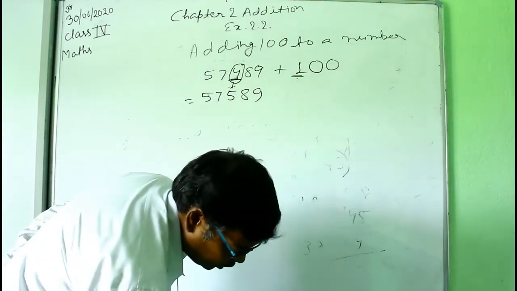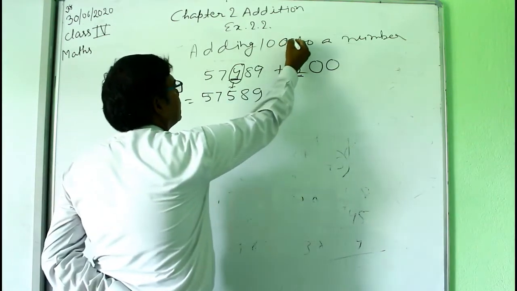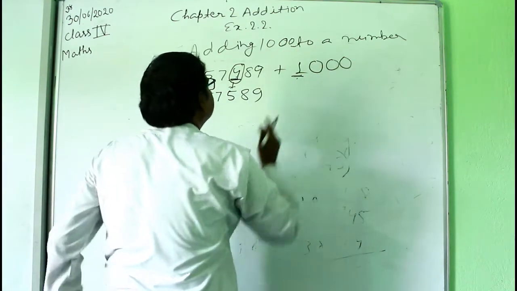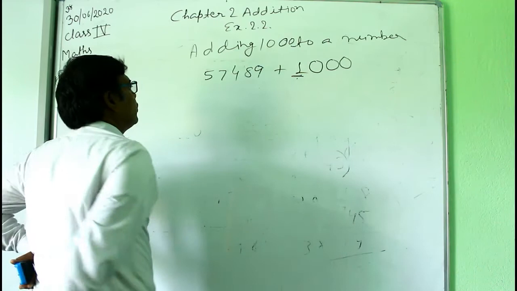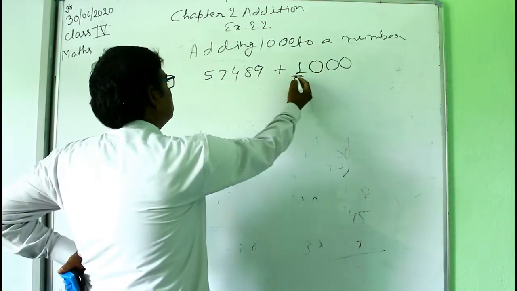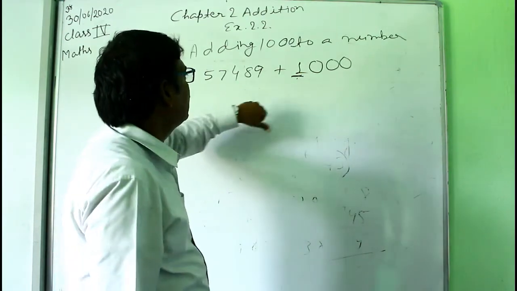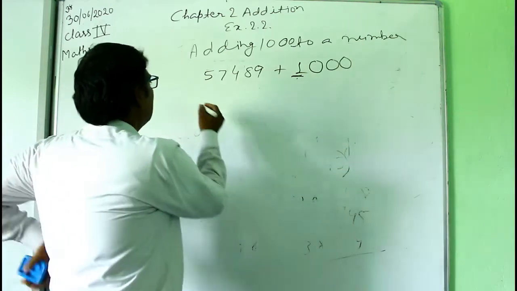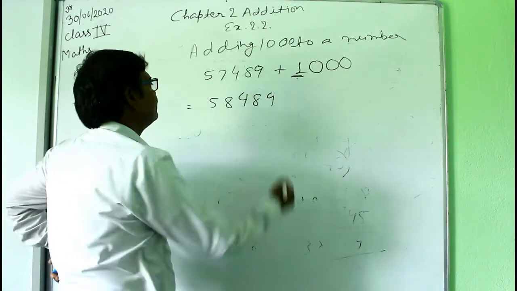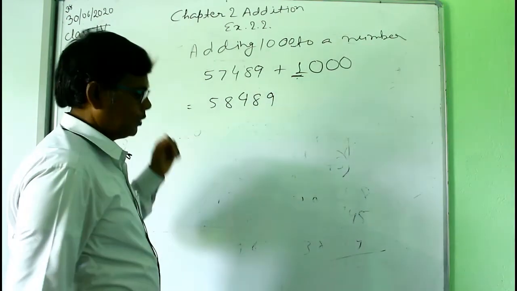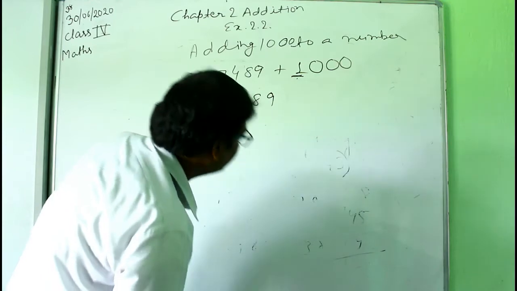And similarly, now take the other number. When you add 1000 to a given number, suppose 1000, then write 1000. When you add 1000, now see the thousands place. Here at the thousands place the number is 7 and here it is 1. So 7 plus 1 will be 8. Then write 5, 8, 4, 8, 9. This is the answer. So these are the rules of addition. Now solve some questions from this exercise 2.2.